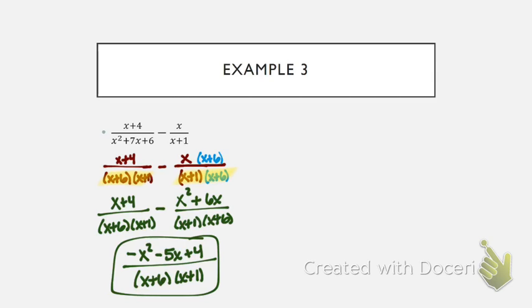So adding and subtracting rationals, we have to have a common denominator. If you don't already have one, you have to make one. So like in this last example, the first fraction, after I factored it, had a denominator of x plus 6 and x plus 1. The second fraction only had x plus 1 in the denominator. So it was missing the x plus 6. So since the second fraction was missing the factor of x plus 6 in the denominator, I had to put x plus 6 in the numerator and denominator. That way I would have the common denominator I needed.